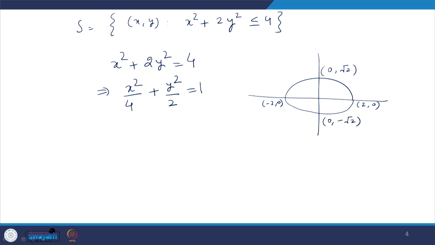Now, if you take a point say 0 0, then 0 plus 0 is less than or equal to 4, which is true. That means we shade inside the region, otherwise we shade outside the region. Now, if you take any two arbitrary points anywhere in this region and join the line segment, it is totally inside the region. So, that means this set is a convex set. You take any two arbitrary points anywhere. So, this set is a convex set.